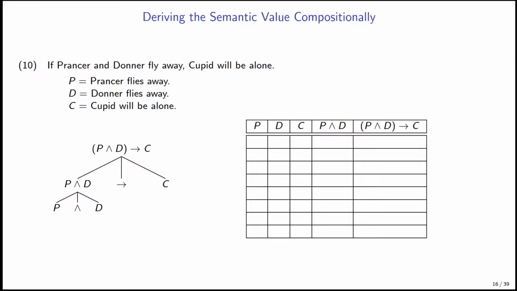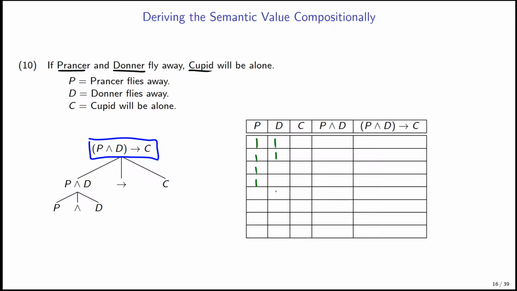So I want to show you how to build truth tables. And here I have a nice little translation. The sentence I have is, if Prancer and Donner fly away, Cupid will be alone. And I've given each one of these little sentences, propositions, a letter. So P is for Prancer flies away, D is for Donner flies away, and C is for Cupid will be alone. So I've translated this into a formula, P and D arrow C, and I've shown the syntactic structure for this. So I'm going to build the truth tables by filling these out.